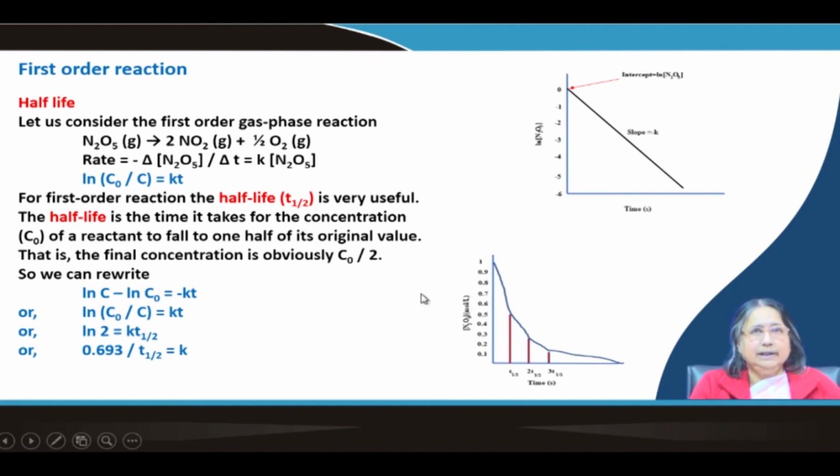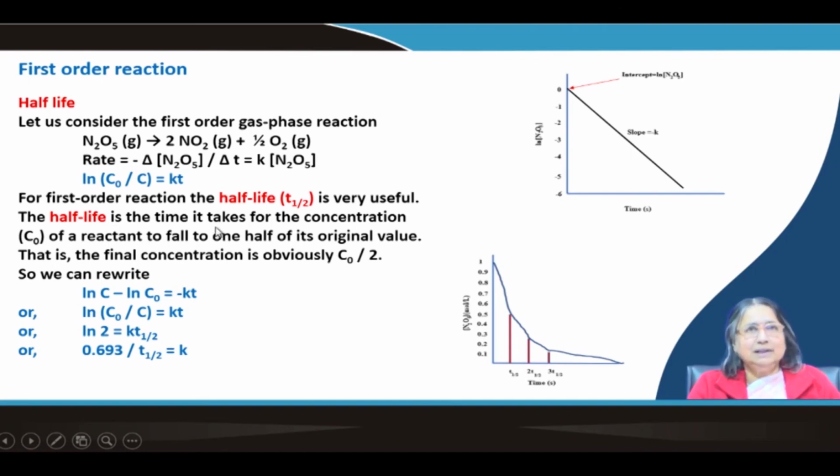First, all the radioactive elements decay by first order; the degradation is a first order reaction. That is why radioactive elements are also characterized in terms of their half life. So, half life is very important for first order reactions. Now, what is half life? Half life is always expressed as T half. So, what is half life?